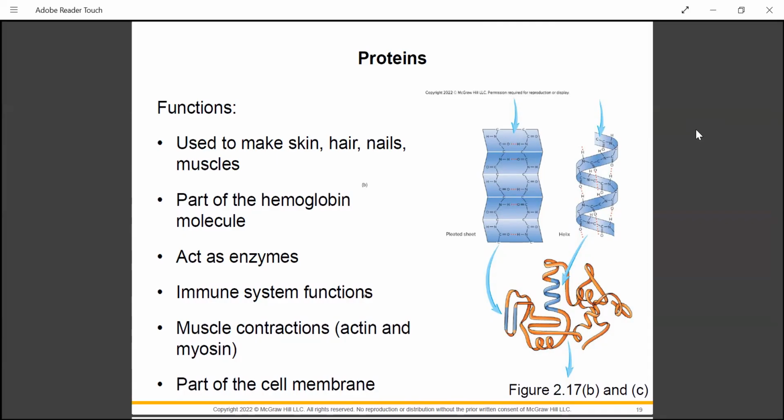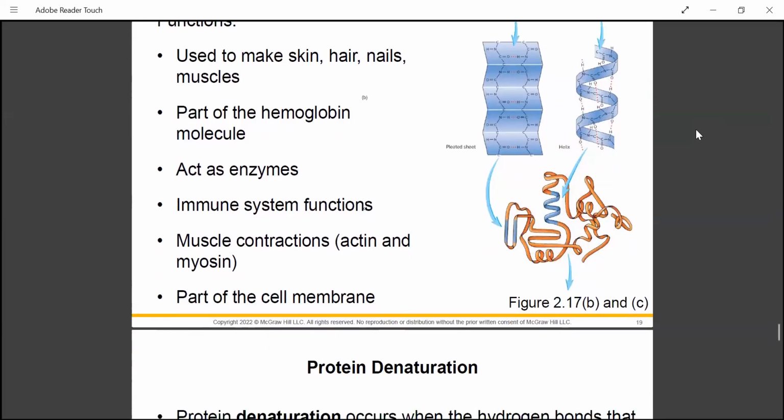They don't happen unless they have an enzyme to assist. Our proteins are essential to our immune system function. Of course, actual muscle contraction. So actin and myosin are two big proteins or important proteins that we'll discuss in our muscle chapter when we're talking about muscle contraction. And these also make up part of our cell membrane. They have some different jobs. There's some different types of proteins along our cell membrane.